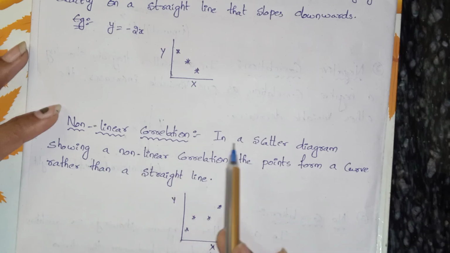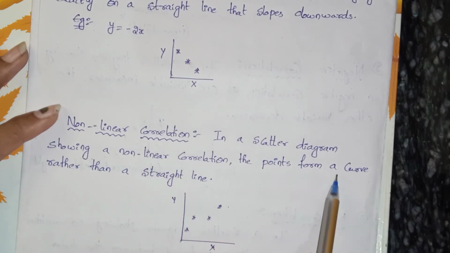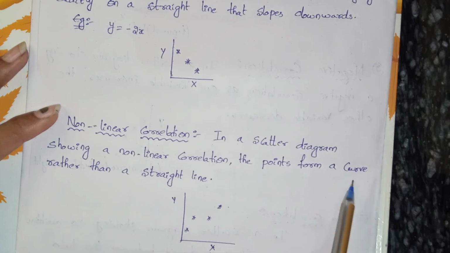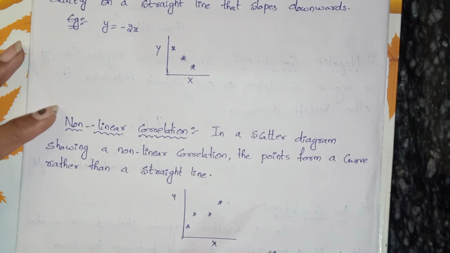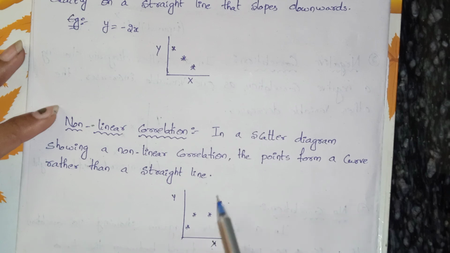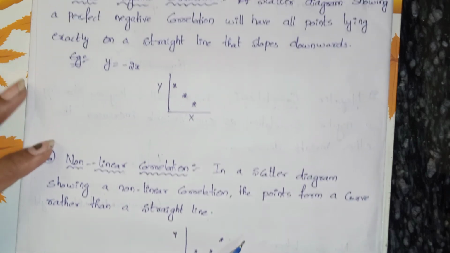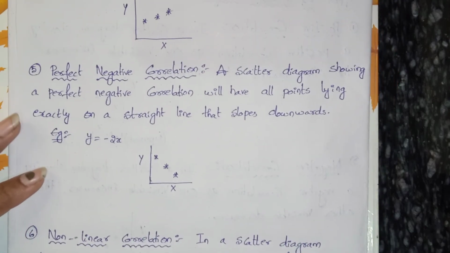In a scatter diagram showing a non-linear correlation, the points form a curve rather than a straight line. That means it won't form a straight line, but it will form a curve, that means up and down, in a zigzag manner like this. The graph will be like up and down. So that is called non-linear correlation.